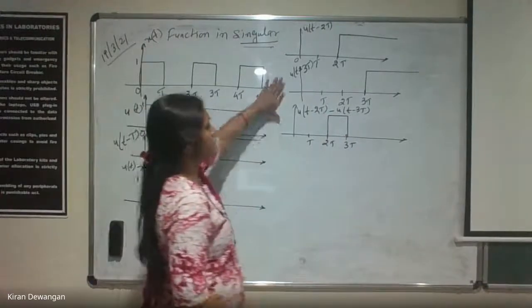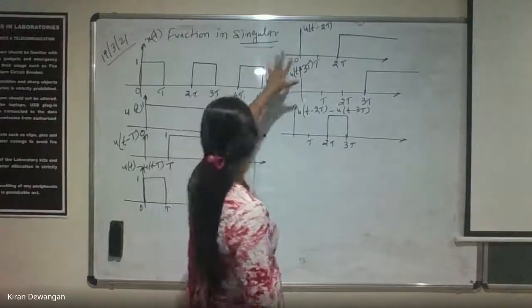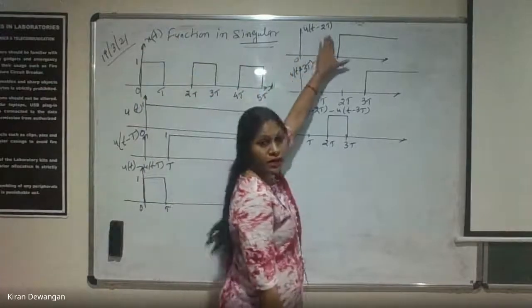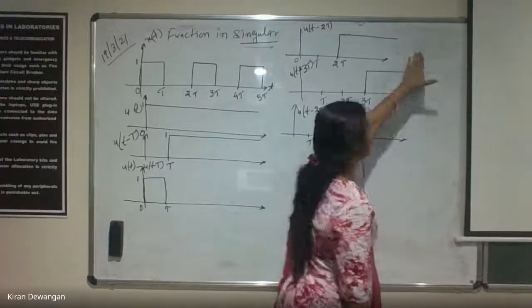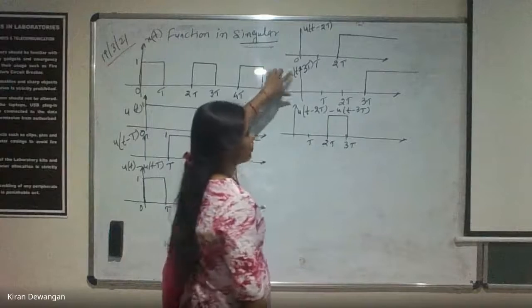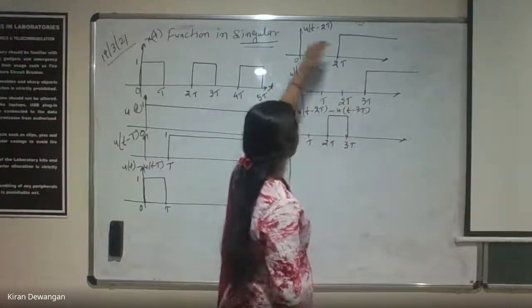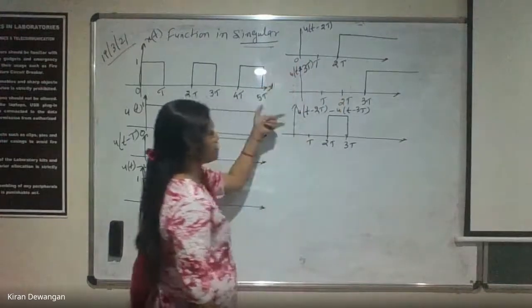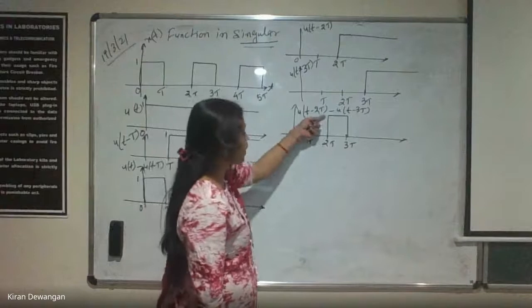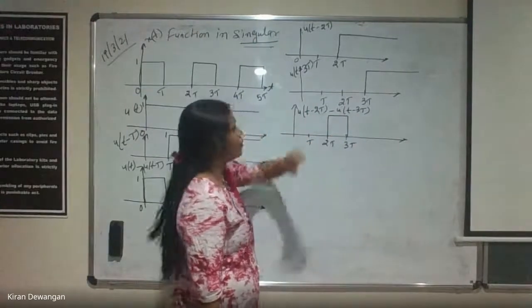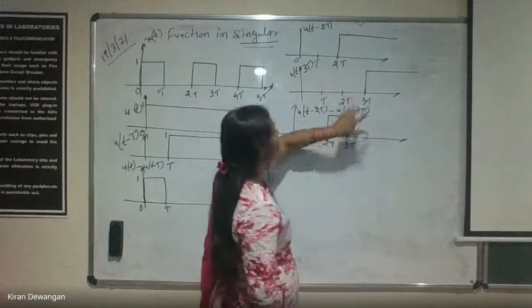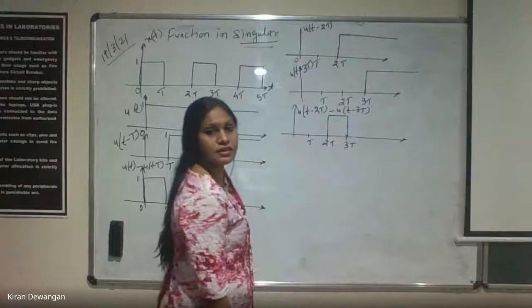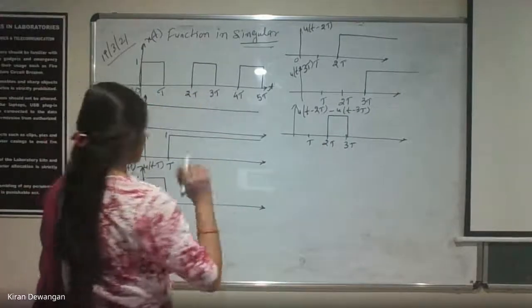Clear? So this is how it is done. This is the second plot I am getting. If I take u of t minus 2 tau, this is going to be my plot. If I take u of t minus 3 tau, this is going to be my plot. Now if I subtract these two, the value between 2 tau to 3 tau will only be present and the rest of the values will get subtracted and those values will be 0.